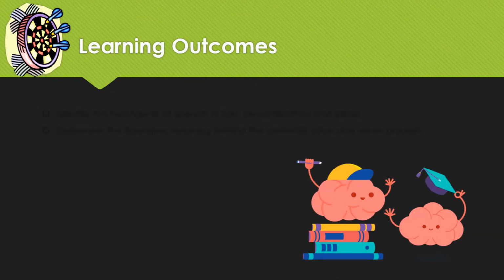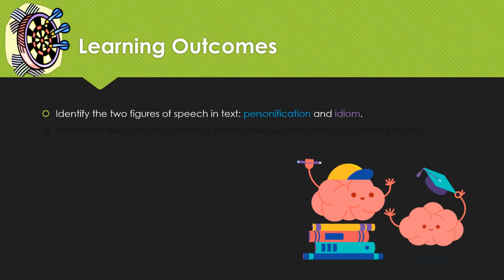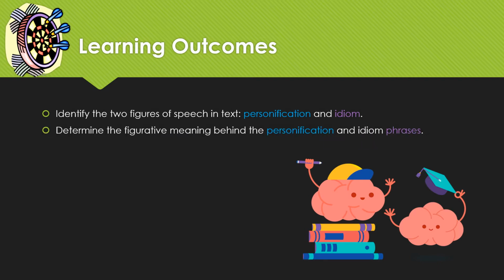Let's see if you've guessed them right. Here are our learning outcomes for this week. Identify the two figures of speech in text, personification and idiom. And determine the figurative meaning behind the personification and idiom phrases. Because we said that the writers of personification and idiom and figures of speech in general don't mean the phrases literally, they mean them figuratively. So we're going to try to determine what their figurative meanings might be.